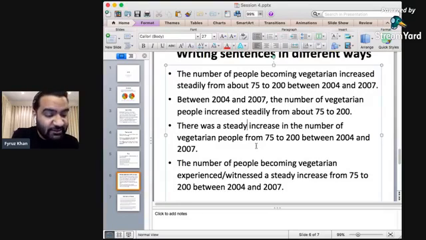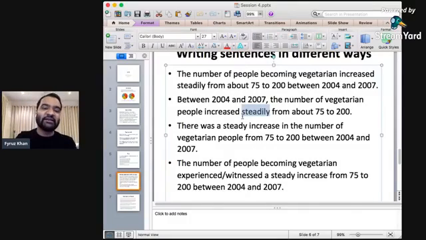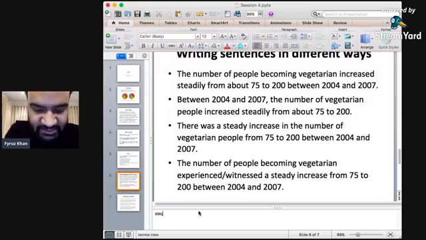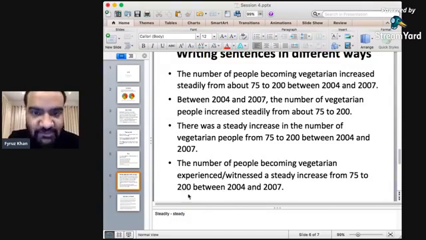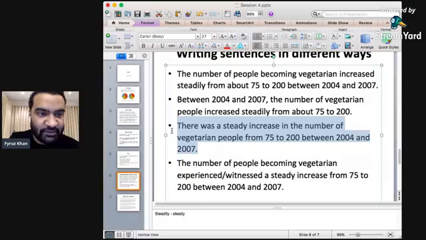Okay, so they've transformed the word. They've changed steadily to steady, and you can do that. Steadily can become steady. That's fine. But if you change it to steady, you need to put some more words in the beginning. There was a steady increase in the number of people becoming vegetarian from 75 to 200 between 2004 and 2007. There we go. This is another variation that you can try out.